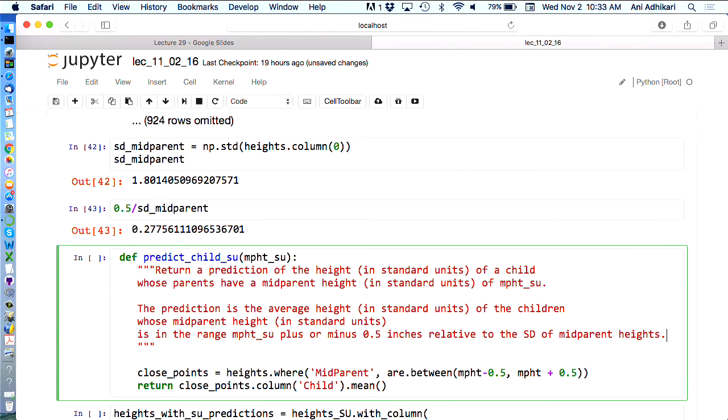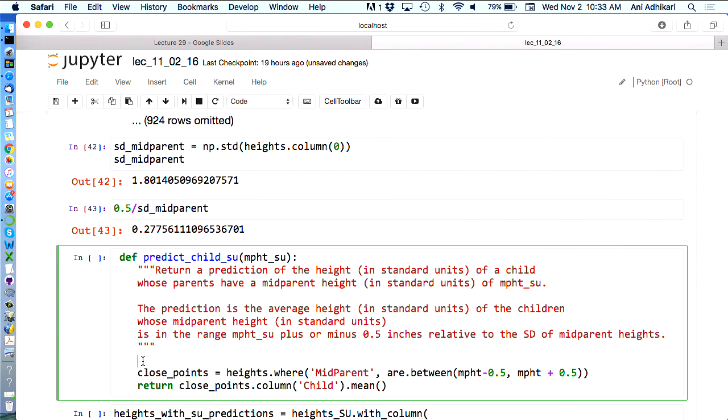Why don't we say it is in the range of mid-parent height SU plus or minus 0.277? We could say plus or minus 0.277 SDs. We could have done that. That would have been just fine. It's just going back, I would have lost in my head where the 0.5 was. So when I look at the two functions, the first one has a 0.5. I just want to bring the second 0.5 back. And that is why I'm not using the number.